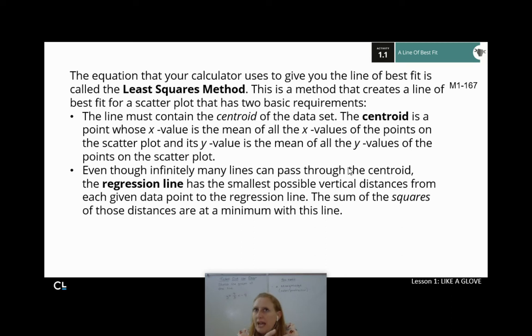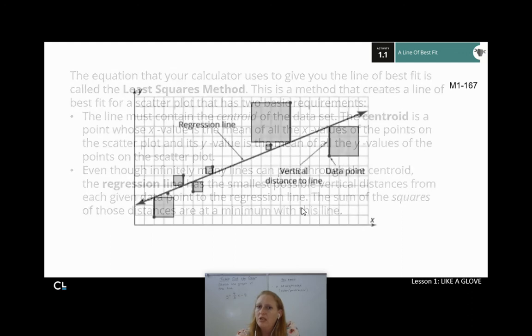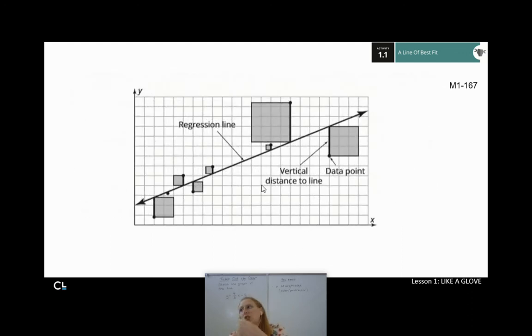The other thing that they're doing is finding the regression line, because, of course, an infinite number of lines can pass through that point, right? So even though infinitely many lines can pass through the centroid, the regression line, which is what we found, has the smallest possible vertical distances from each given data point to the regression line. The sum of the squares of those distances is at a minimum with this line. So again, you don't need to memorize this, but this is just what we know.